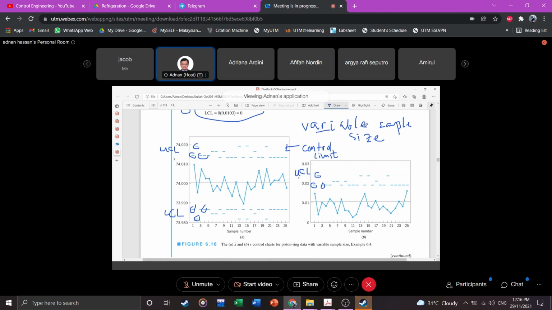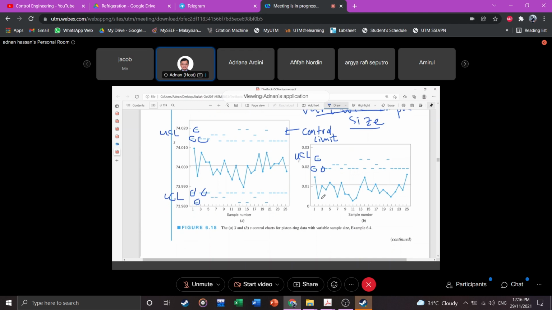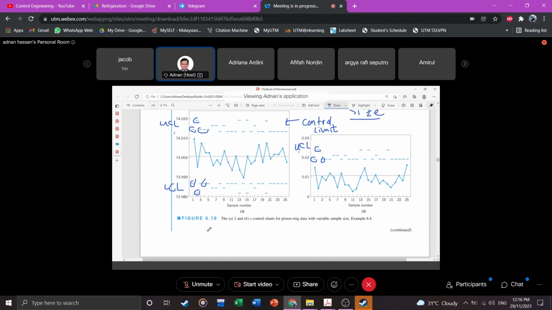For variable sample sizes, there are two ways of handling this. One way is we take individual limits. Another way is we take the n average also.